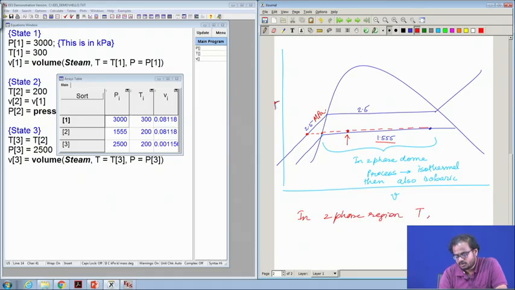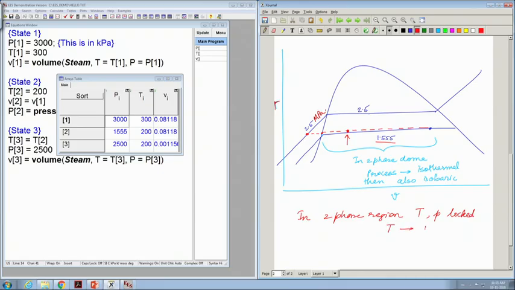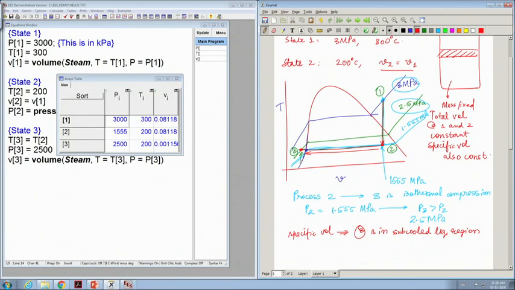In two phase region, the temperature and pressure are locked, which is to say, given a certain temperature, you know what that pressure is, and we have already seen that this is called the saturation temperature and saturation pressure. Okay. So, enough of schematics, let us see actually how we can plot using EES.